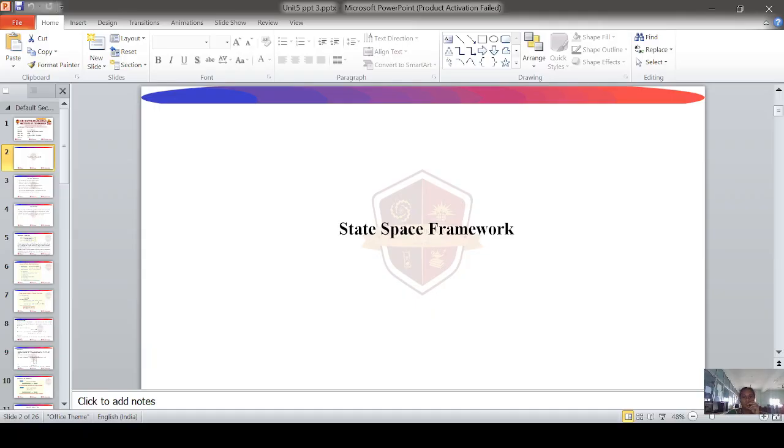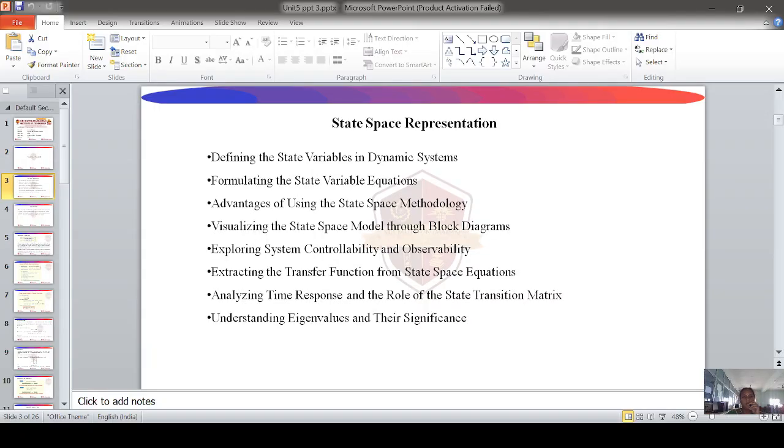Today, we are going to learn the topic State Space Framework. State space representation: defining the state variables in dynamic systems and formulating the state variable equations. The advantages of using the state space methodology and visualizing the state space model through block diagrams. And exploring system controllability and observability. Extracting the transfer function from state space equations. And analyzing time response and the role of the state transition matrix. Last one, understanding eigenvalues and their significance.